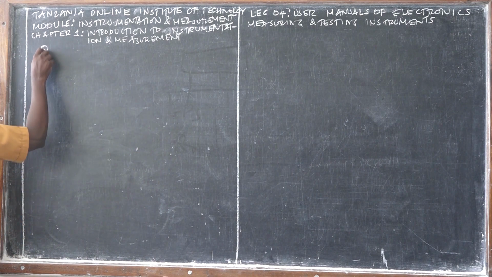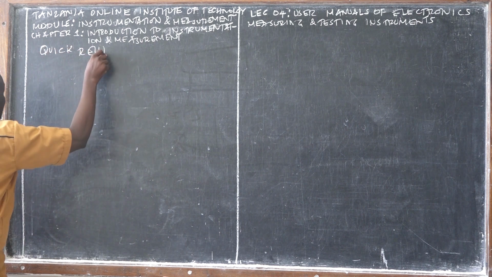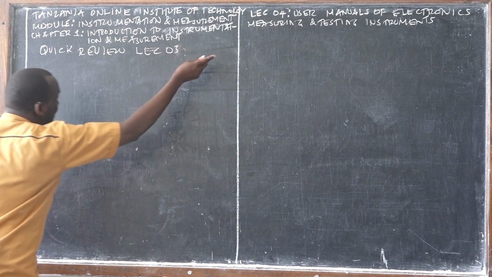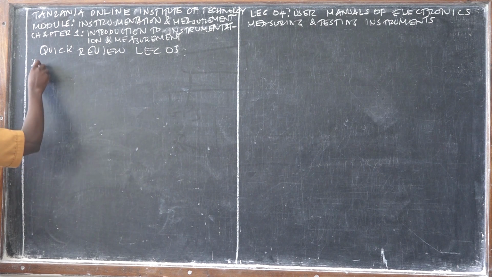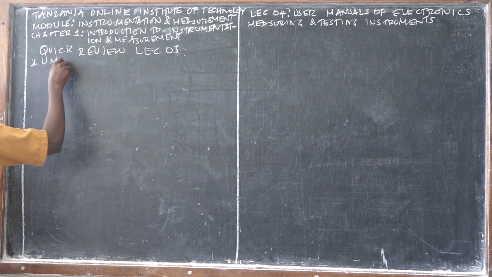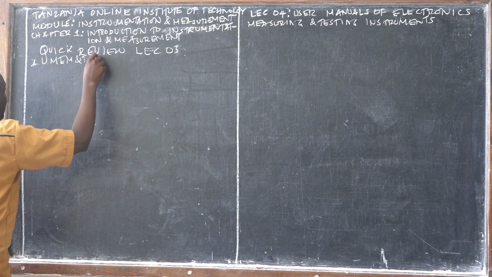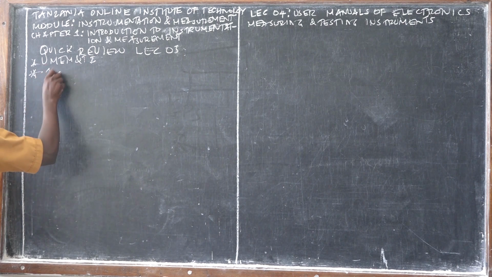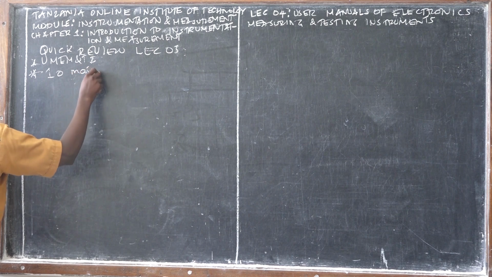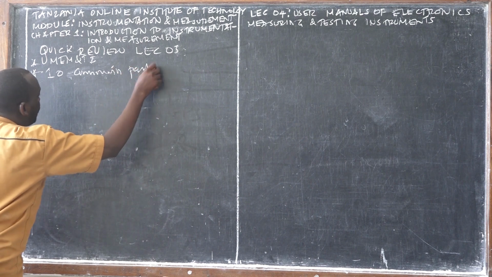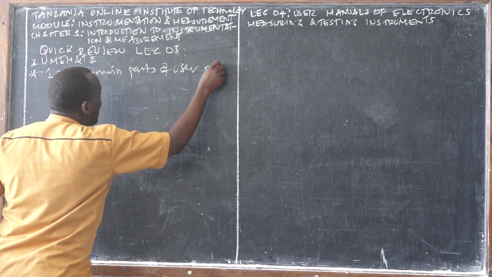Well, let us do a quick review of what we discussed in lecture 3. The title of lecture 3 is the user manual of electronics measuring and testing instruments. Then the second concept: how many parts do we have? We call them the 10 common main parts of a user manual.